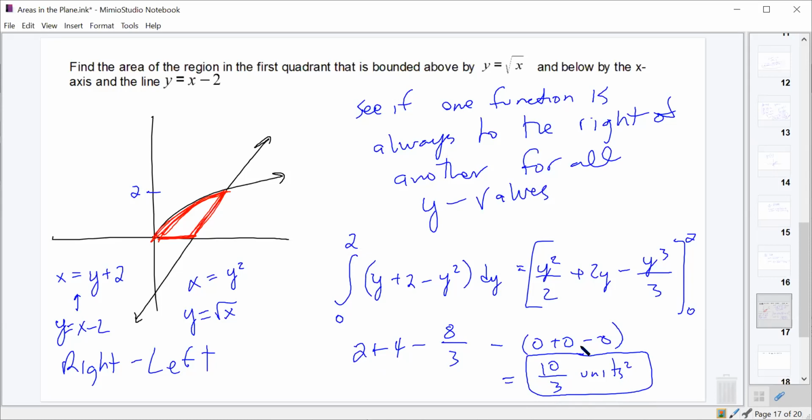Good? Yeah. Yep. Any questions on how to integrate this thing in terms of y? Why did you only go from 2 to 0? Well, I went from 0 to 2, not from 2 to 0. But I went from 0 to 2 because we went from the lowest y value to the highest y value. When we do it in terms of y, we have to use y values instead of x values. All right. And we determined yesterday the coordinates of that point were 4, 2. So does that make sense? Yeah. Perfect.